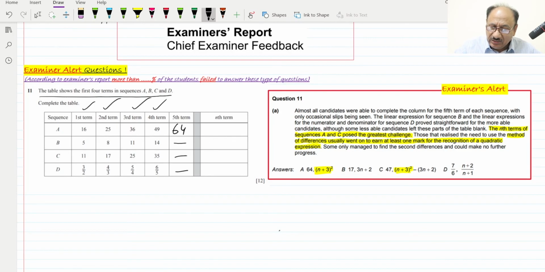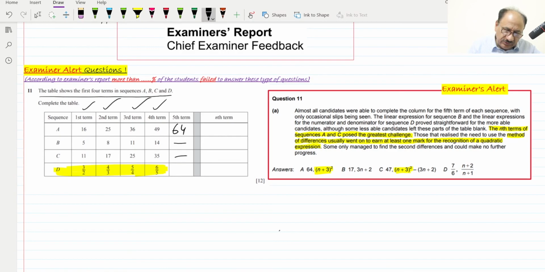So if we go through this examination report, they are saying almost all candidates were able to complete the column for the fifth term of the sequence. The fifth term of the sequence is this one. So this is the easier one. Almost all candidates were able to answer. Let us try to answer this. We can figure out this.